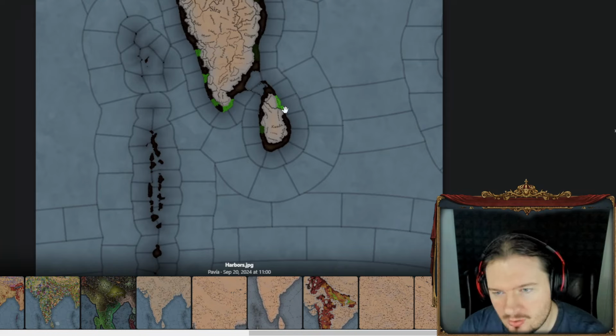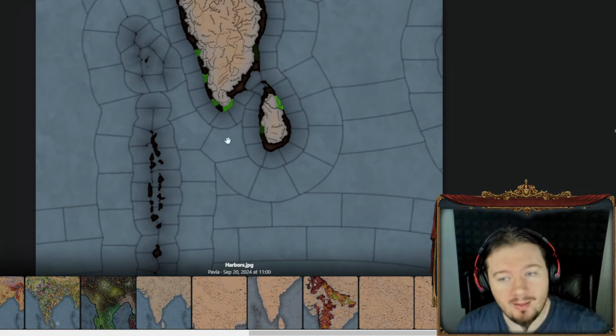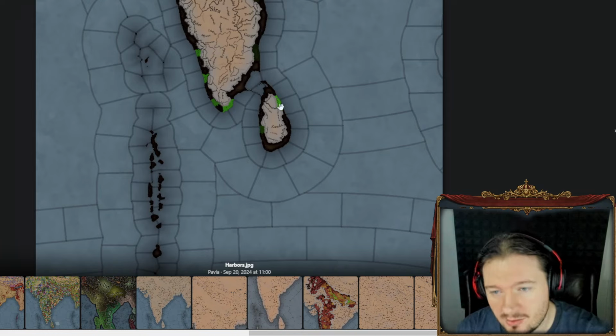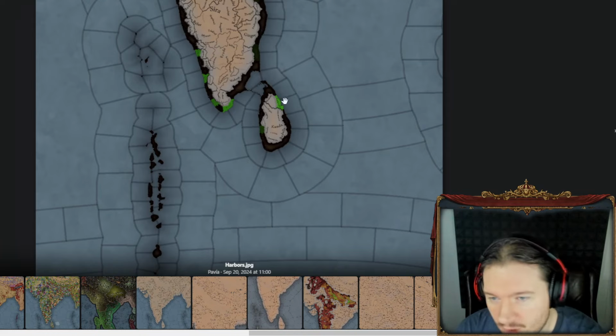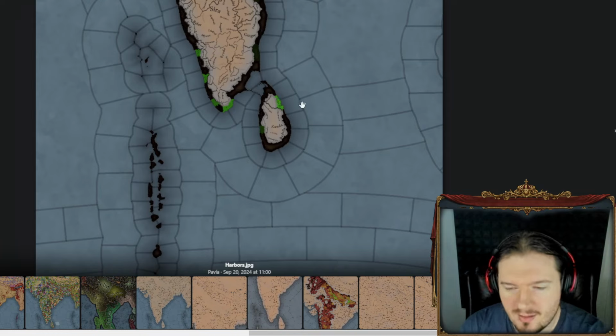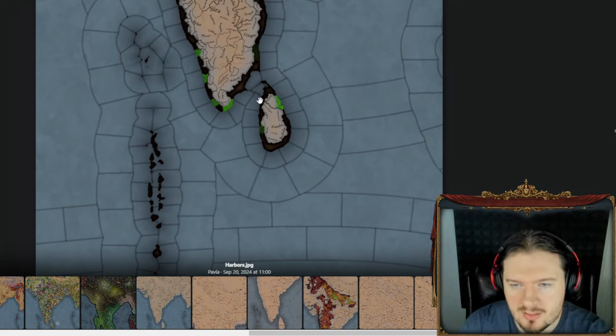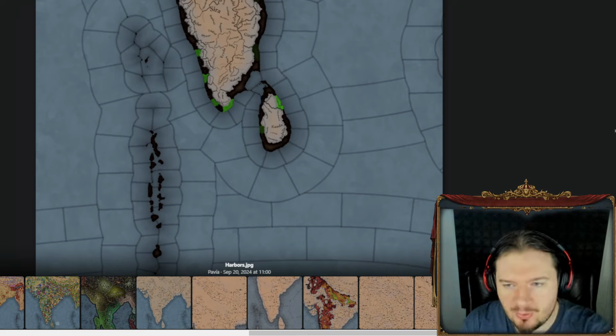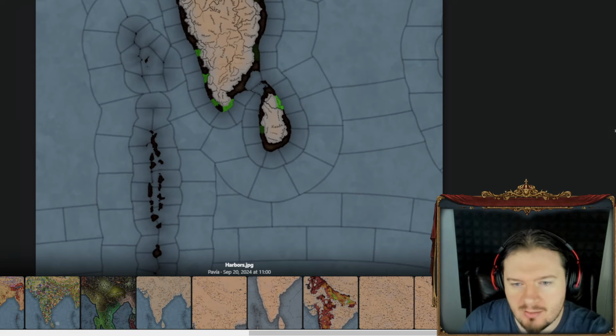I don't know what it's called in EU5. It doesn't look like it's called Trincomalee. It's called something. But this is the modern day port of Trincomalee, which is a fantastic, insanely suitable natural harbour, and it's really good to see that represented. Love that.